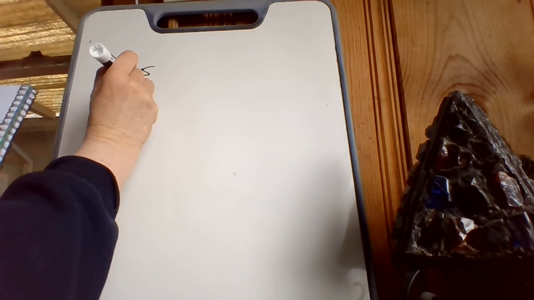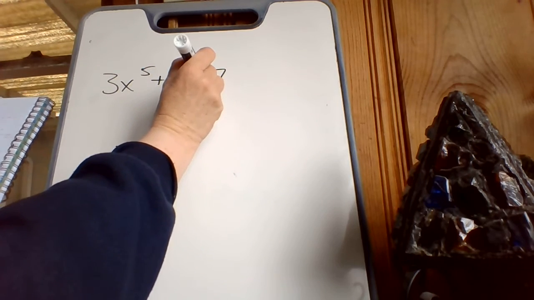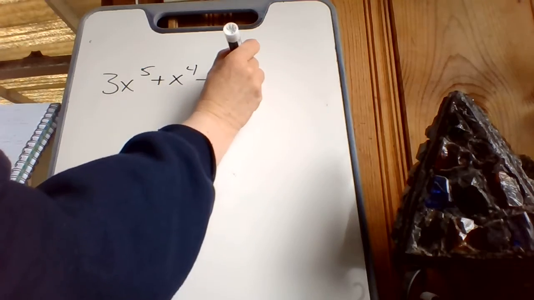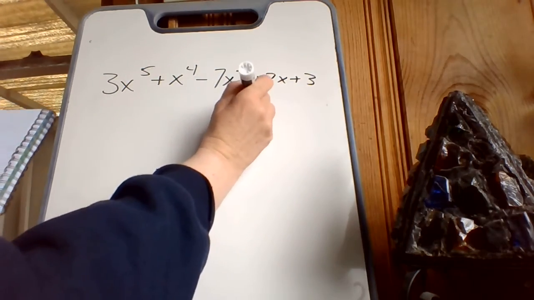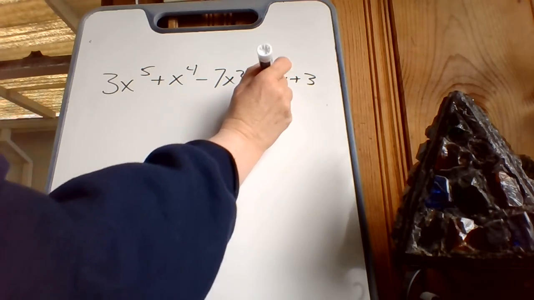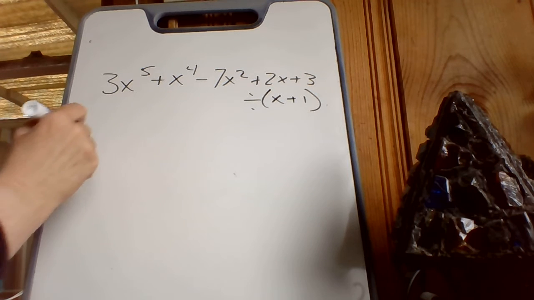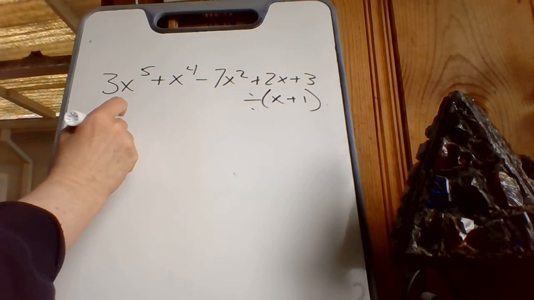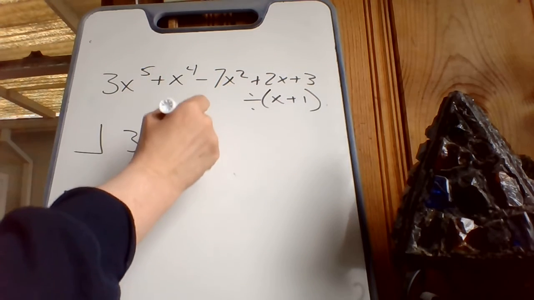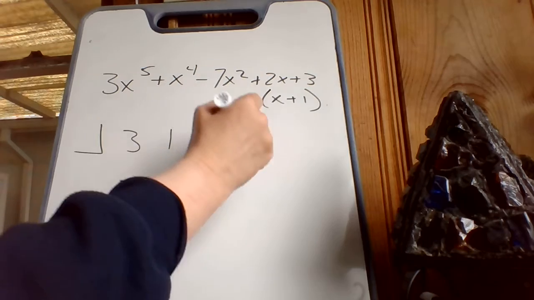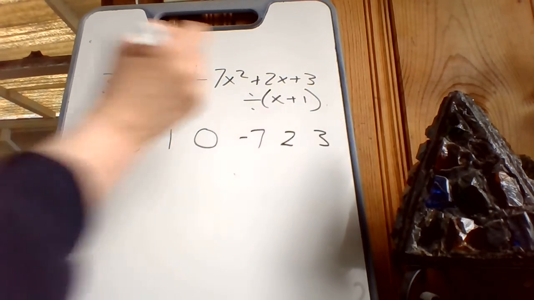Three x to the 5th plus x to the 4th minus 7x squared plus 2x plus 3. And I want to divide it by x plus 1. Okay, so I got a box over here. I got some numbers that go across here. Let's see, there's a 3 for that, and a 1 for that. And I don't have an x cubed, so 0 is going to go there. And then a negative 7 for that, and a 2 for that, and a 3 for that.